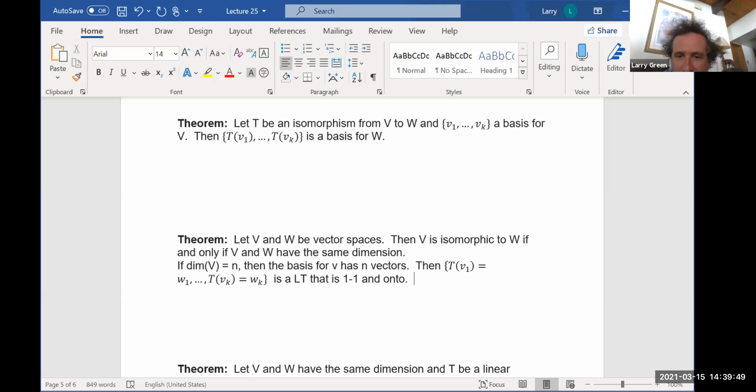So that tells us that every vector space of dimension 5, for example, is isomorphic to every other vector space of dimension 5. Isn't that beautiful?